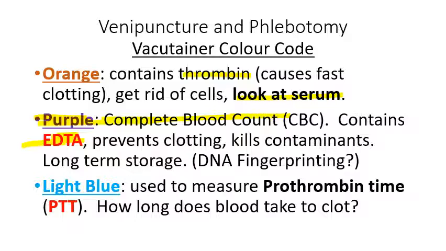You can use the purple tube for the complete cell count, a CBC. That's where you put the blood sample into a machine called a flow cytometer, and it literally counts how many red blood cells, how many platelets, how many leukocytes you have in that blood.